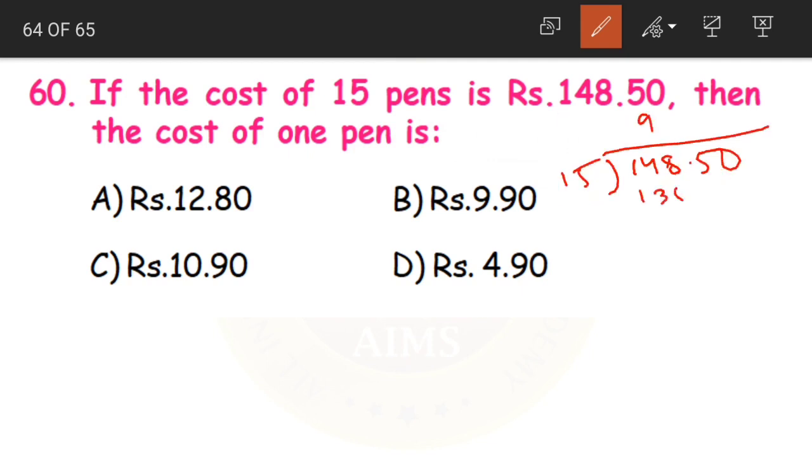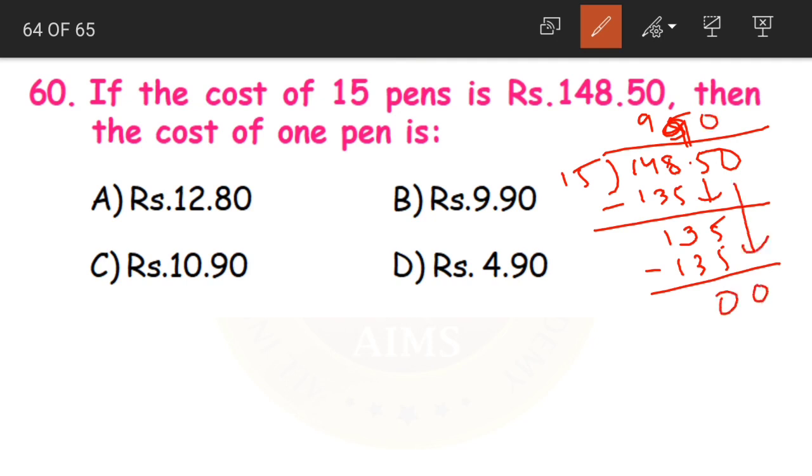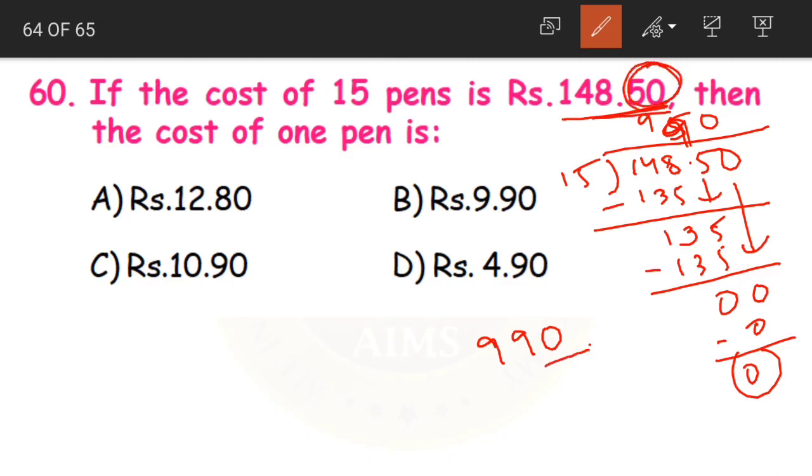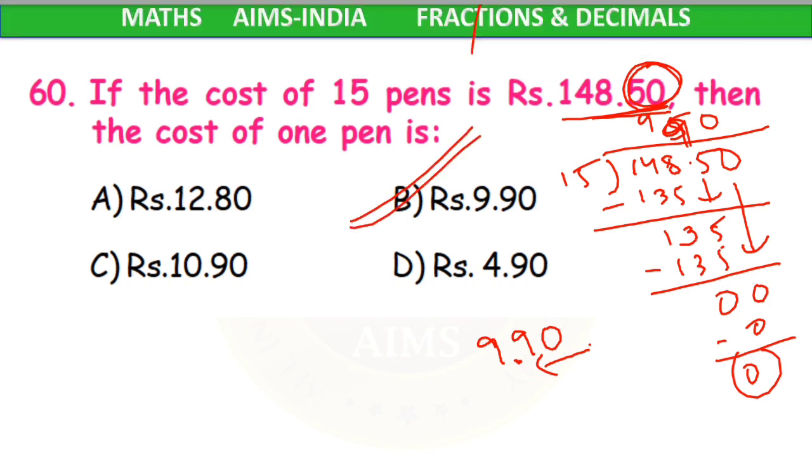We have 15 nines are 135. When we subtract, 3 is remaining. 5 brought down. Again we have 15 nines are 135. When we subtract, 0 is remaining. 0 brought down. 15 zeros are 0. When we subtract again, 0 is our remainder. The quotient is 990. But as in the given question we are having 2 decimal places, we'll place the decimal point after 2 digits from the right. So 9.90 becomes our correct answer, that is option B.